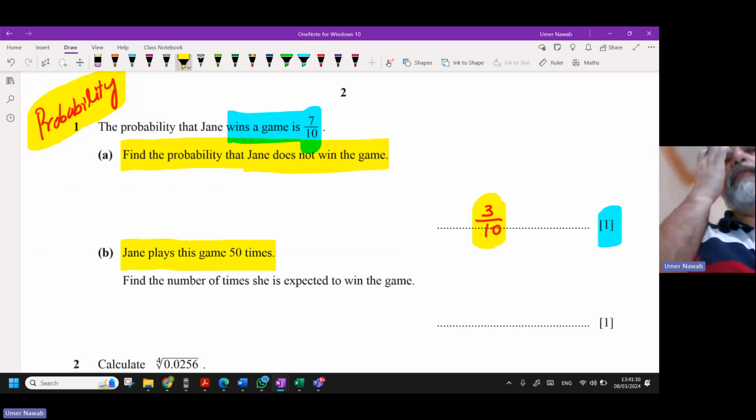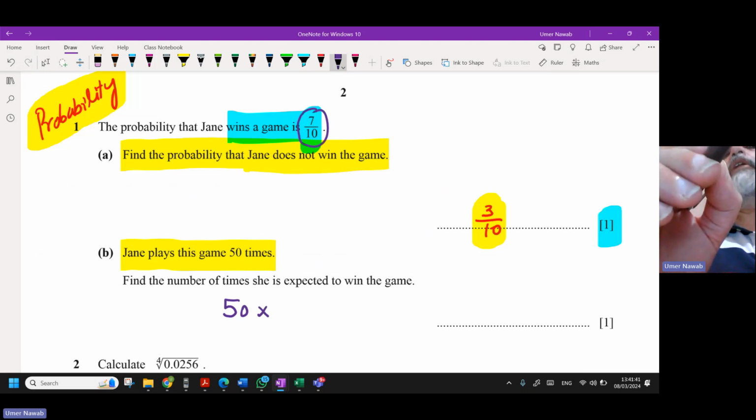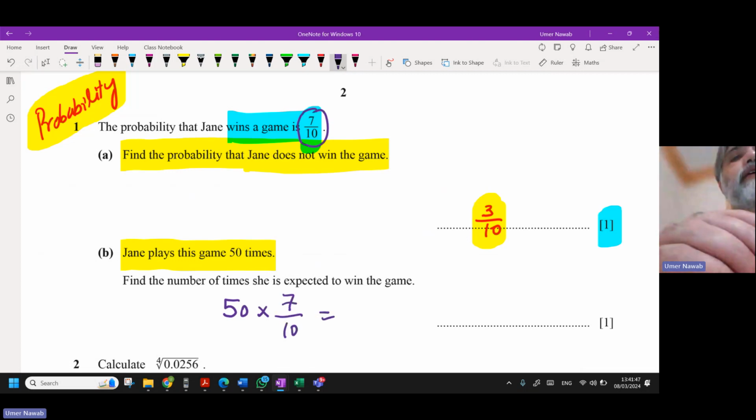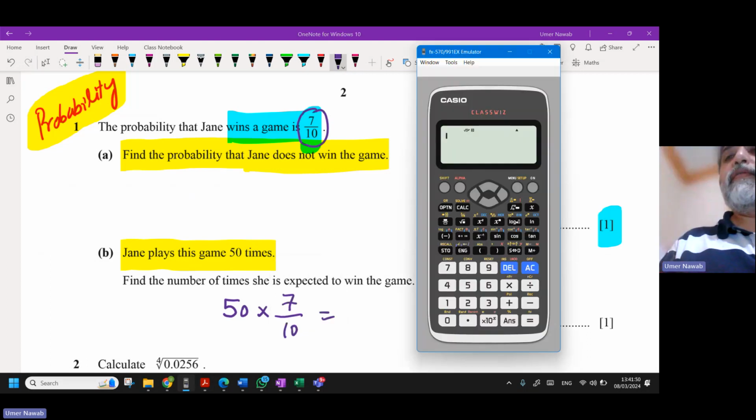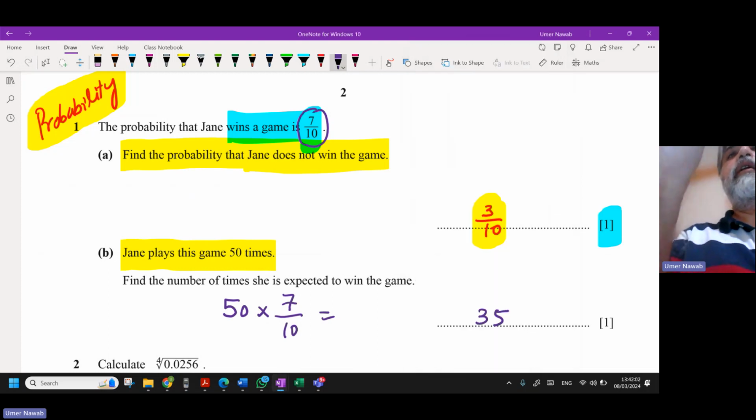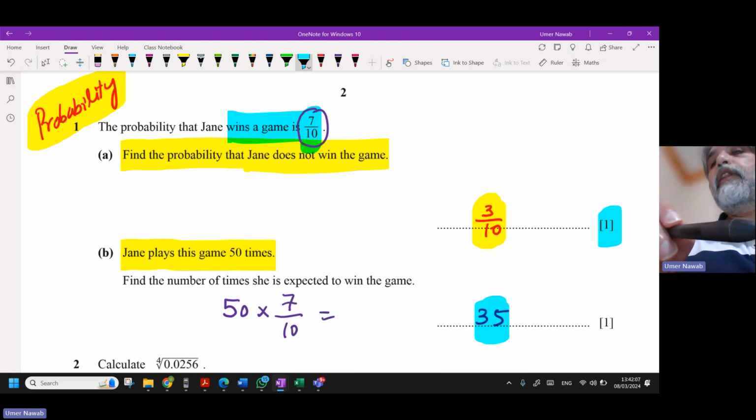Now, if she plays 50 times, you just need to multiply 50 by the given probability. Is he asking for not winning or winning? He is asking for the winning probability, that is, how many times she is capable of winning. So you need to multiply 50 by 7 over 10. You may use a calculator and write 50 times 7 over 10, and that gives you 35. So I can say there are 35 games in which Jane will be able to win, and there are 15 games in which she will lose.